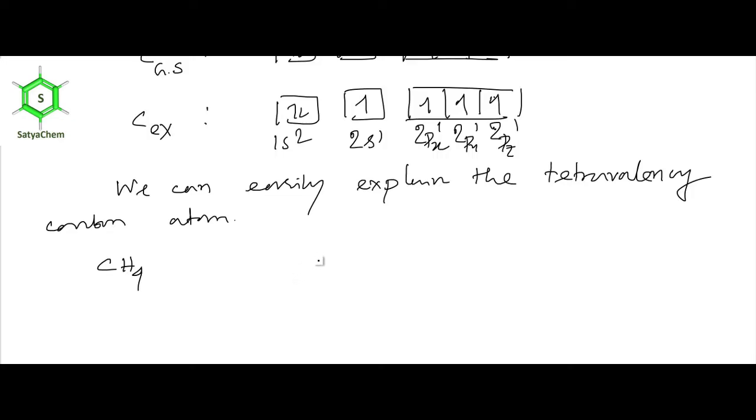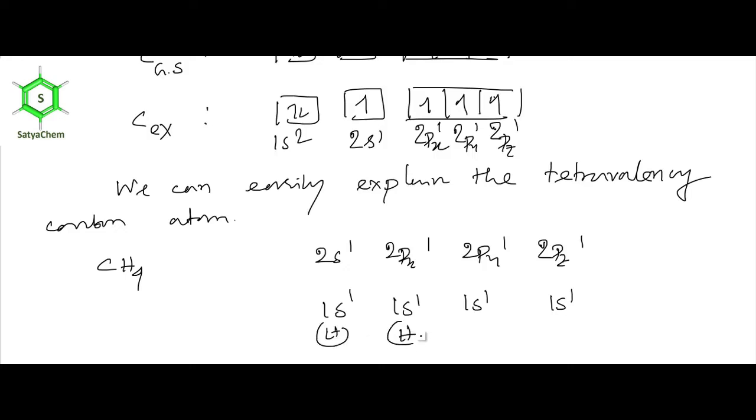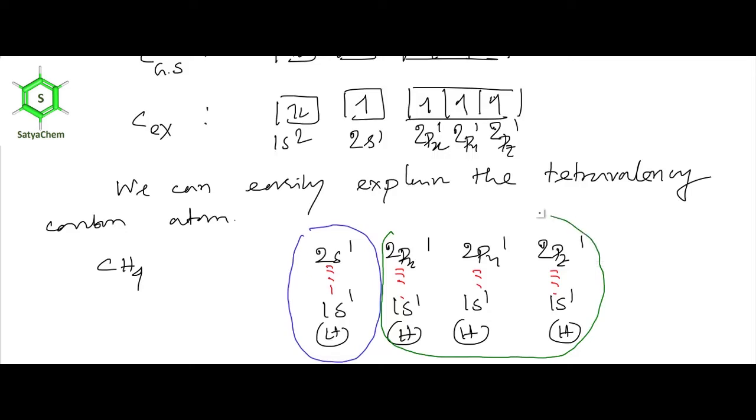But as we have 2s1, 2px1, 2py1, 2pz1, and we have four 1s1 of hydrogen, one may think that there will be a bond between 2s1 and 1s1 of hydrogen, 2px1 and 1s1 of hydrogen, 2py1 and 1s1 of hydrogen, and 2pz1 and 1s1 of hydrogen. In that case, obviously it is clear that the bonding between 2s1 and 1s1 and the bonding between the 2p and 1s1 are different. So we are not able to explain the equivalency of the bonds of carbon atom.